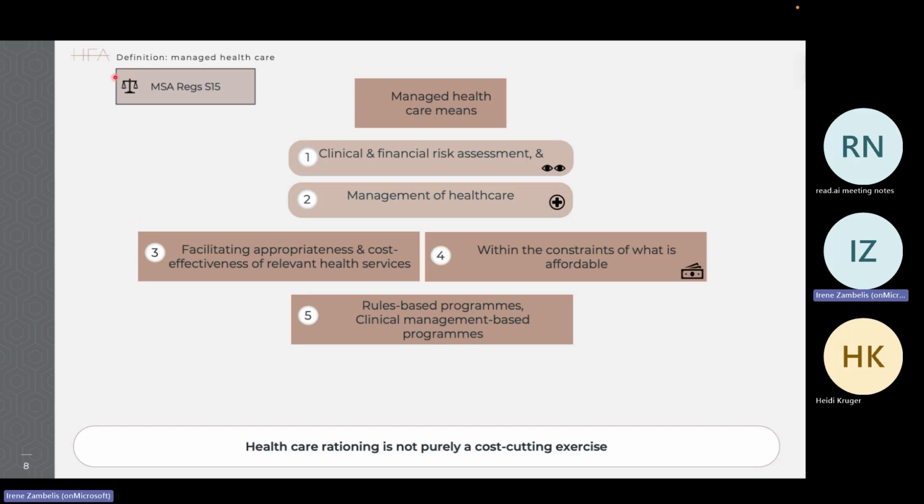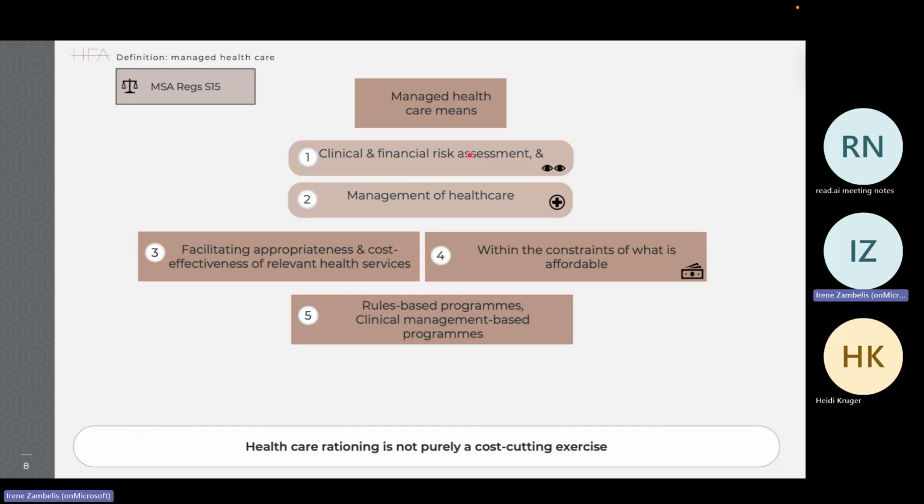And what this does, it starts off by defining managed care. And if you think of those steps I've just mentioned that are part of the risk management process, you will see them coming forward in this definition. So let's do it bit by bit. The definition starts by saying managed care means clinical and financial risk assessment. So clinical is identify your risks and prioritize them so you understand the financial impact.